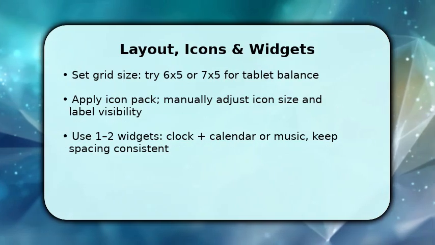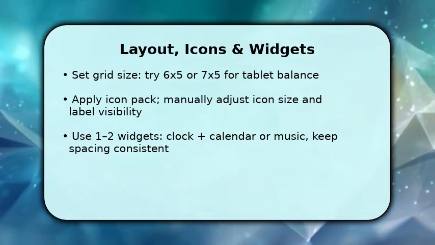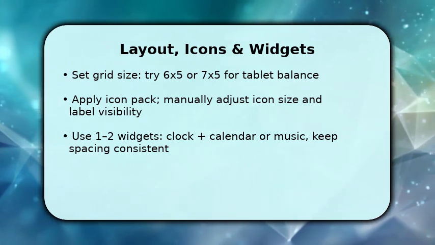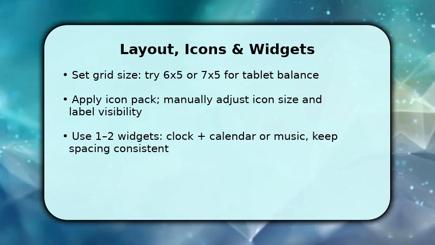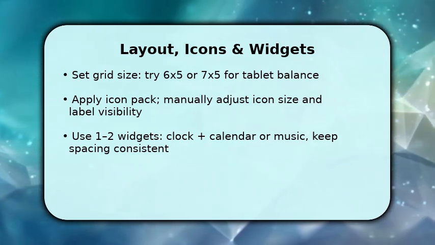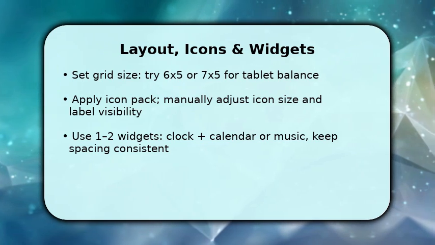Now you refine the visual hierarchy by adjusting the grid and icon scale. You want a 6x5 or 7x5 grid to balance empty space and usability. Change the icon size so labels aren't cramped, and hide labels if the icons are clear.